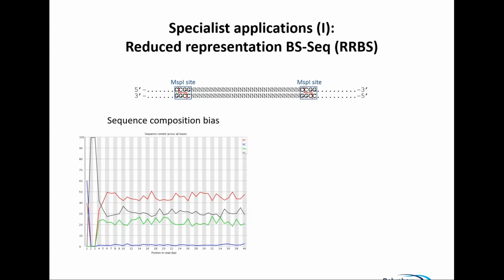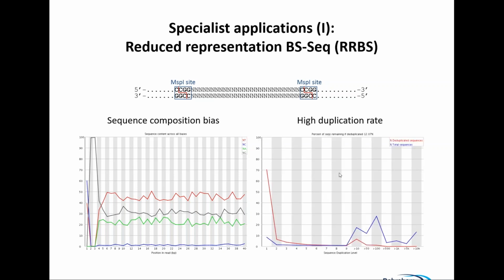Here's a similar case for RRBS data, which is illustrated here. Again, this is the MspI site, CCGG. The enzyme cuts like this, and then all of your sequences would start with CGG or TGG. This is exactly what we saw already in the composition plot.